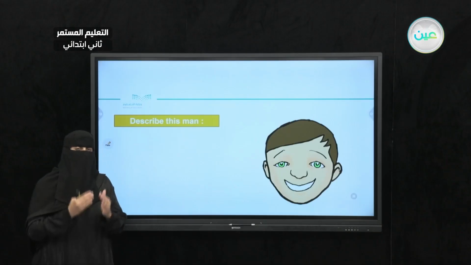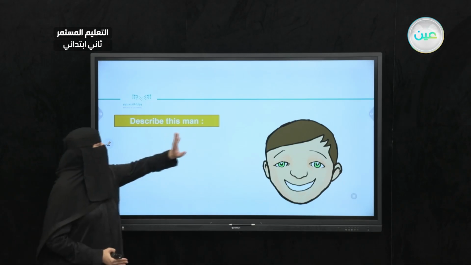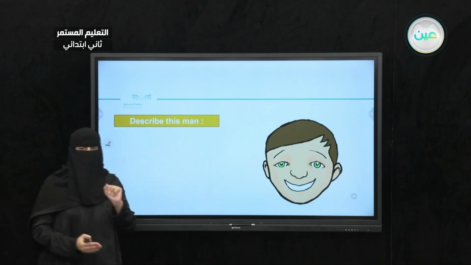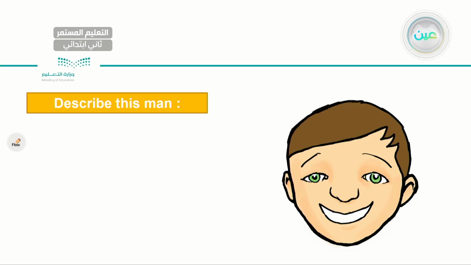Let's start easy. Let's start by describing this man. Let's try to describe it. What do you think? He has what, or he has got what, my dear student? He has got, very good, he has got brown hair. Very good. As you can see, he has brown hair. An easy one. Now, what other things do you think are distinctive that we can describe?